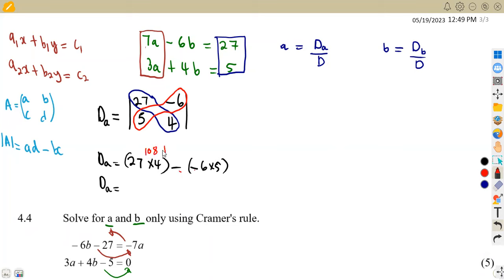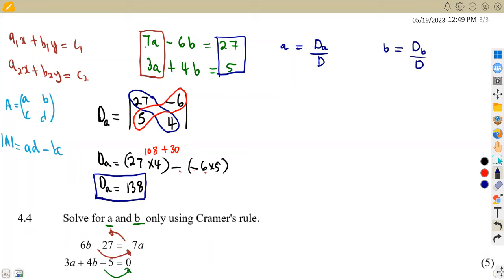Negative and negative is going to be a plus. So this is going to give us 30. So if we add 108 plus 30, this is going to be 138. So here we have got the determinant with respect to A. So we have determined the determinant with respect to A.